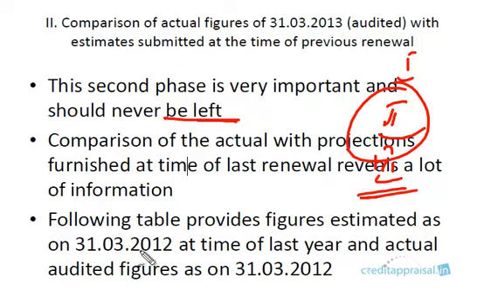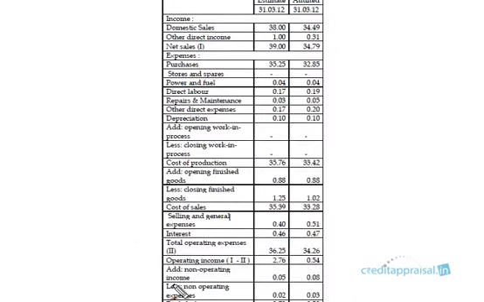At the time of last year's renewal, the company had submitted some projections for 12. We now have the actual audited figures of 12, so we have to compare these two, right? Let us do that. So this is the comparison. We can see that the net sales estimated was 39, and there is a shortfall of more than 4 crores, in fact, right?